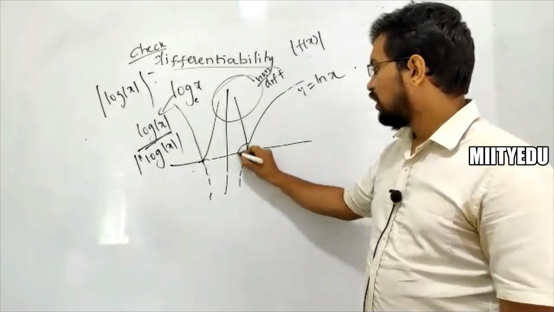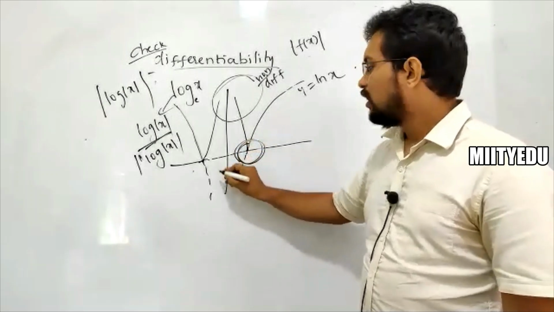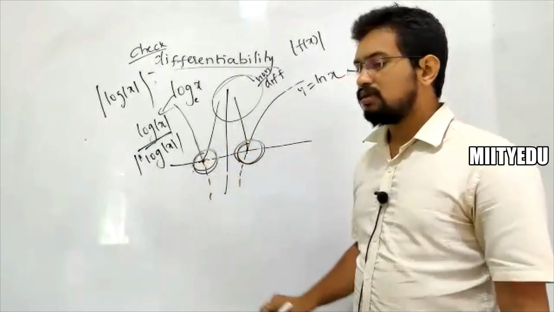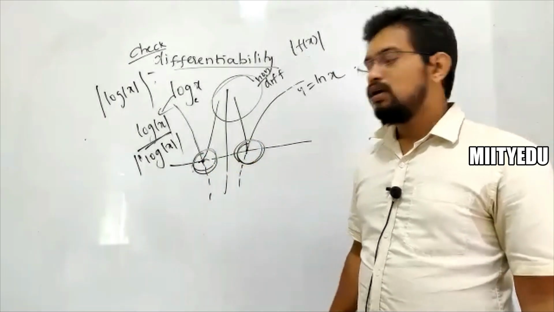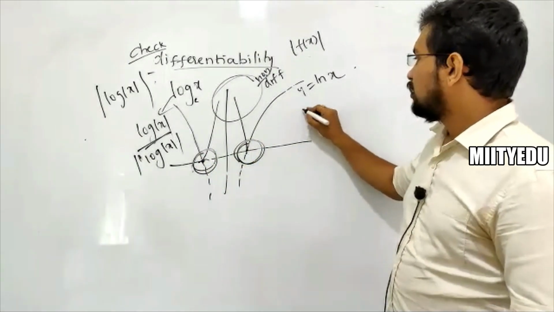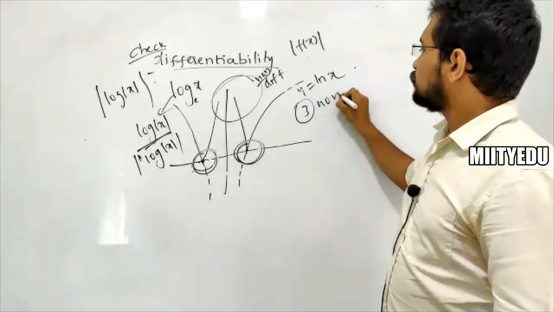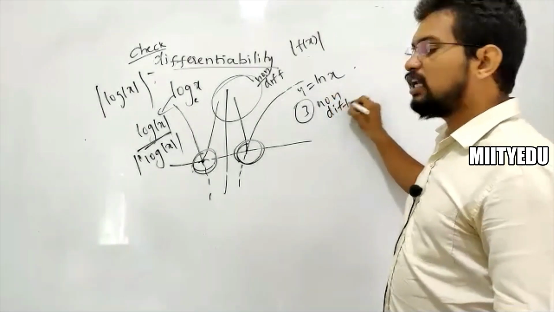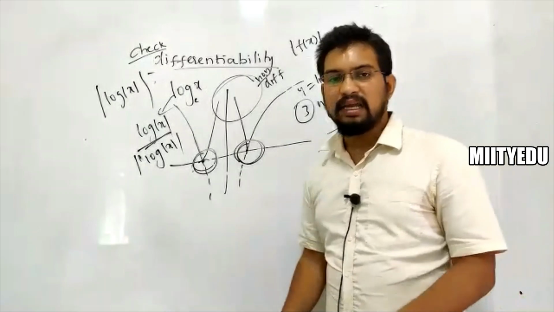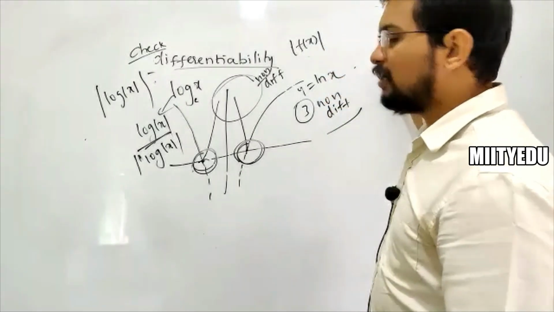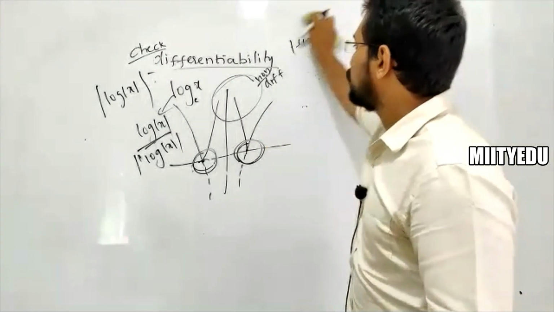Now you see, here there is a sharp edge again. Again here there is a sharp edge, and there is a sharp edge here. So the answer will be 3 points of non-differentiability. At these 3 points, that function is non-differentiable. Other than that, that function will be differentiable. Hope this is clear. These are the basic ideas of drawing the graph.